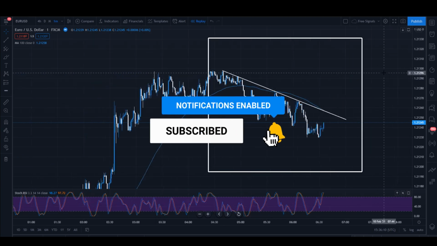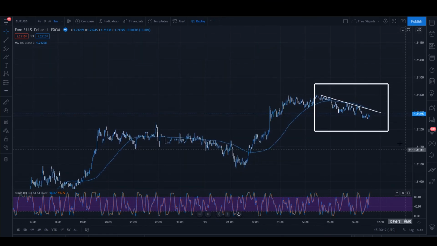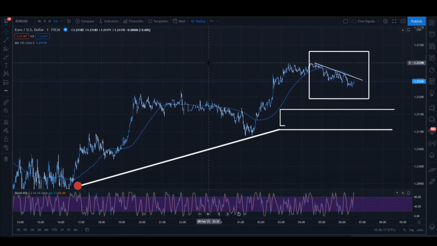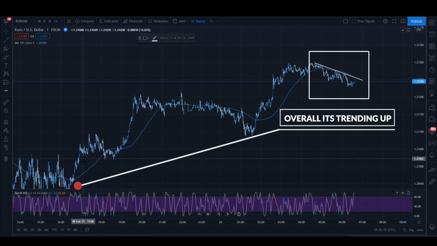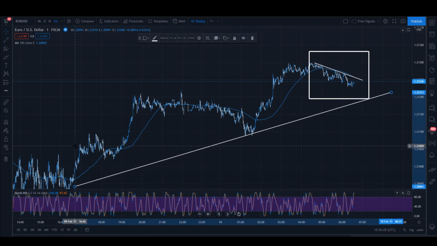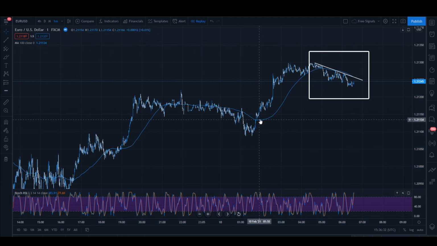So if we just zoom out a little bit and have a look at the market, what is currently happening? It's actually on an overall uptrend. As you can see over here, it has been trending towards the upside pretty much the full single day over here. So the overall trend for a scalp trade would definitely be a buy.